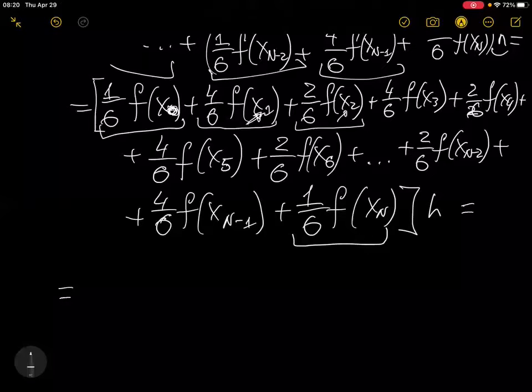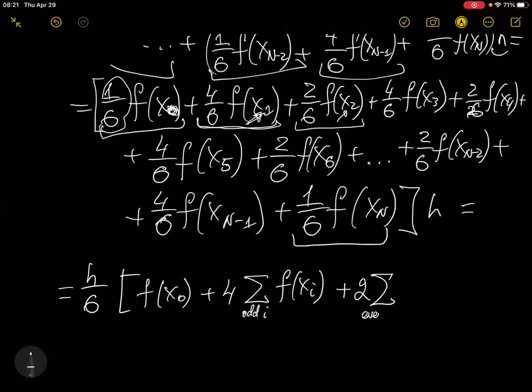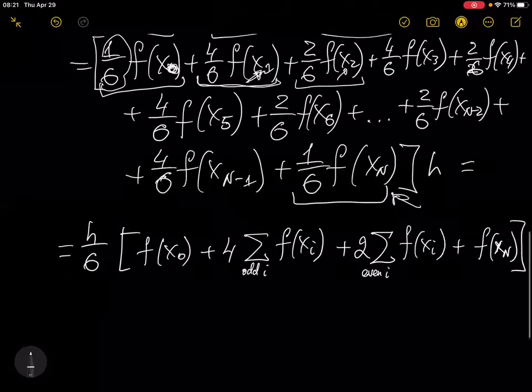Okay, I can factor out 1/6, right? h over 6 multiplied by f of x0 plus 4 times the sum over odd i of f of xi plus 2 times the sum over even i of f of xi plus the last term f of xn. And this is how you should compute it.